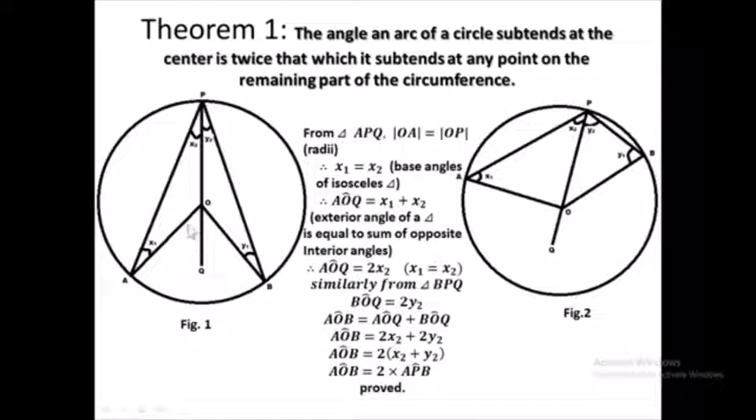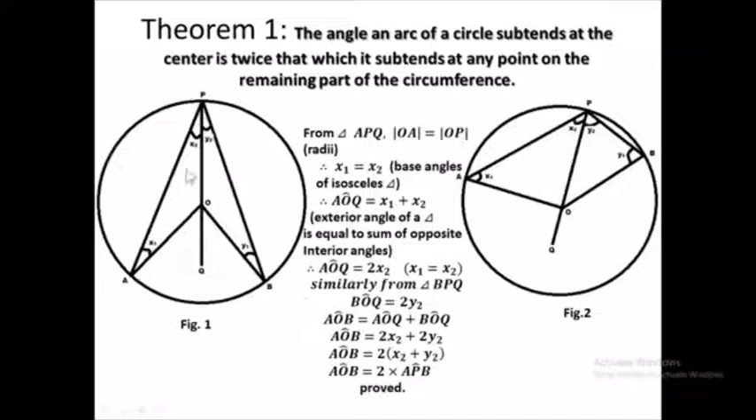So the total angle here is going to be the addition of this angle and this angle here. That means you'll be having 2x2 plus 2y2. We said our AOB is the addition of this angle plus this angle, and that's what you are having here. Then you are having 2x2 plus 2y2. If you factorize 2 out, you'll be having 2 times (x2 plus y2).